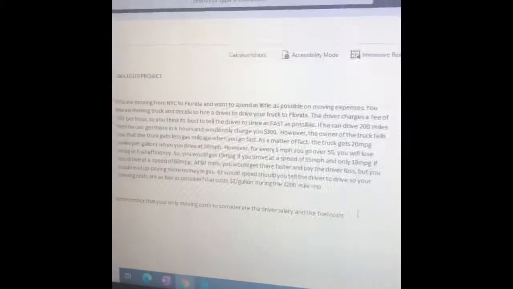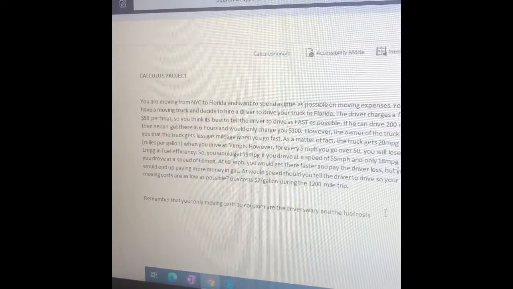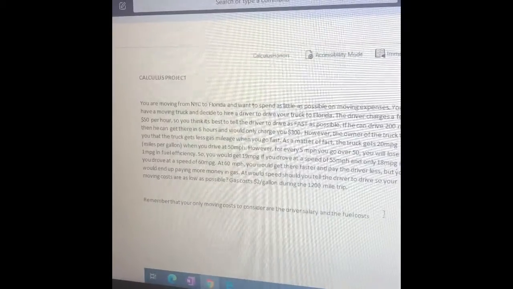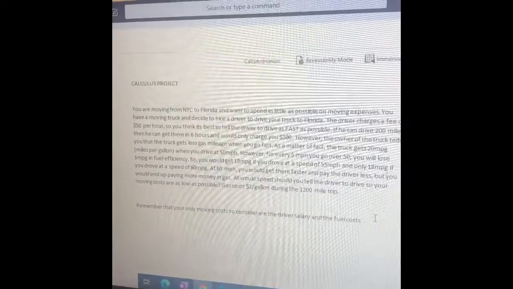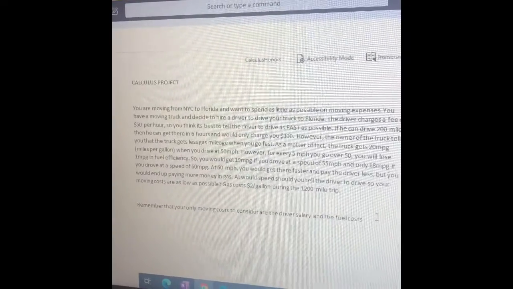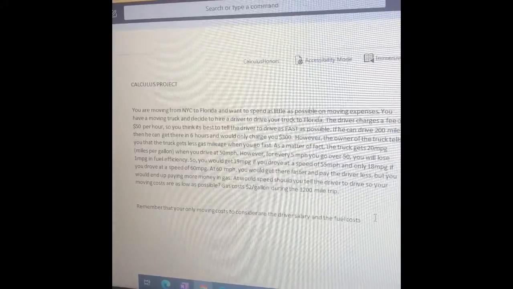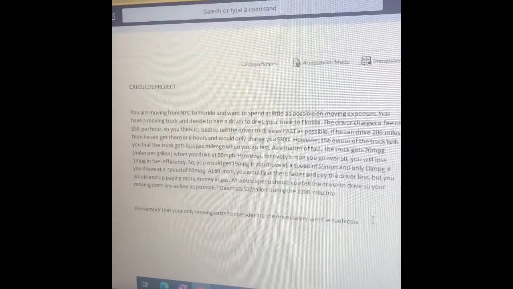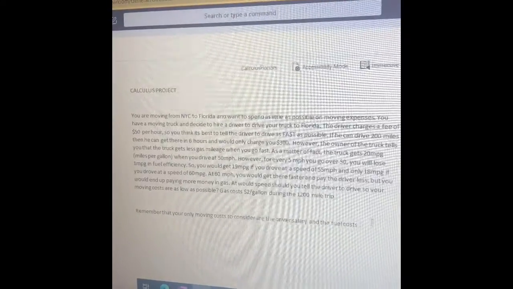So let's read it. You are moving from New York City to Florida and want to spend as little as possible on moving expenses. You have a moving truck and decide to hire a driver to drive your truck to Florida. The driver charges a fee of $50 per hour. So you think it's best to tell the driver to drive as fast as possible. If he can drive 400 miles, then he can get there in 6 hours and will only charge you $300.